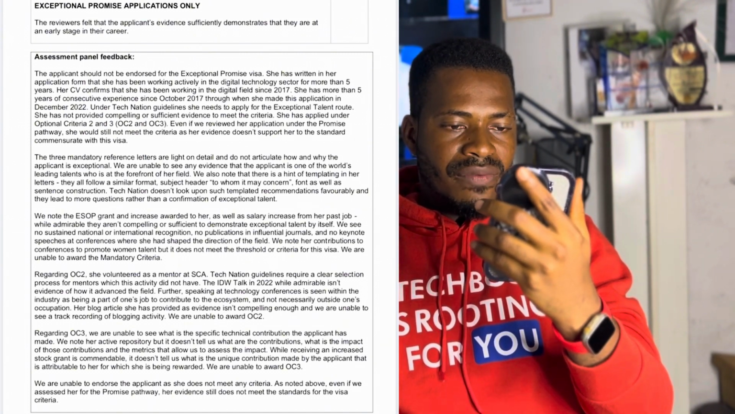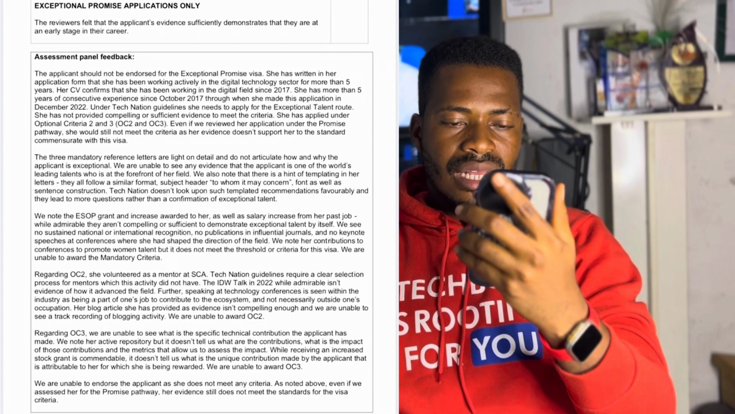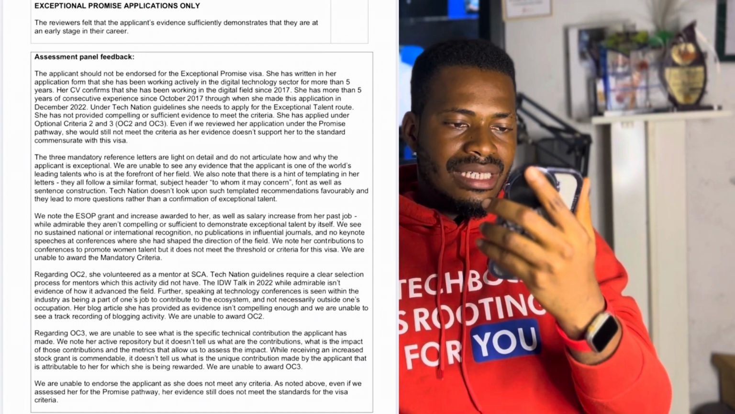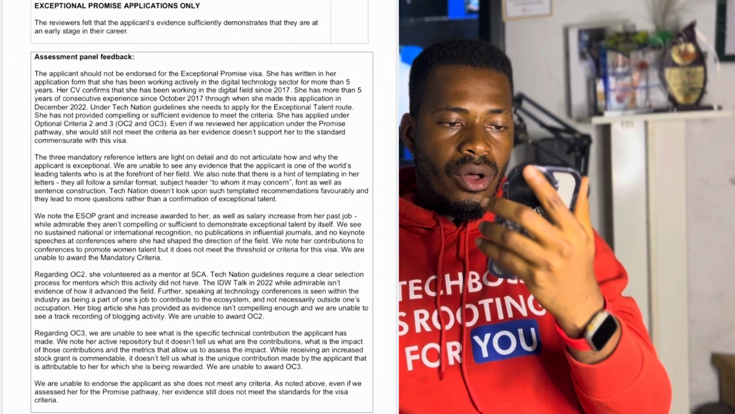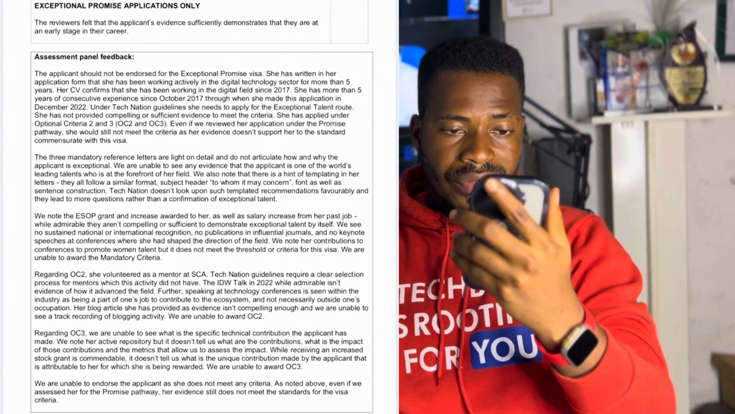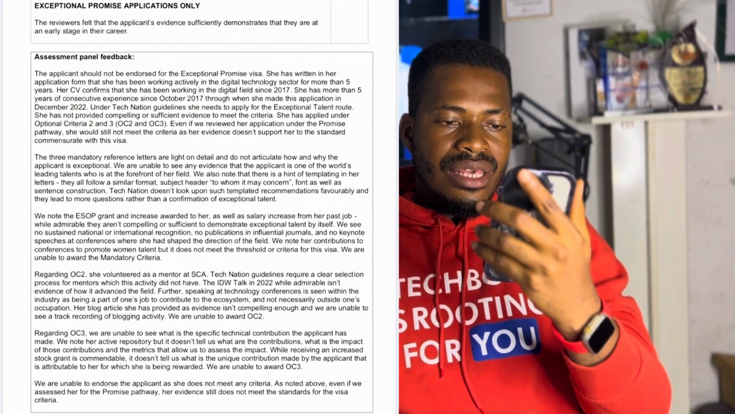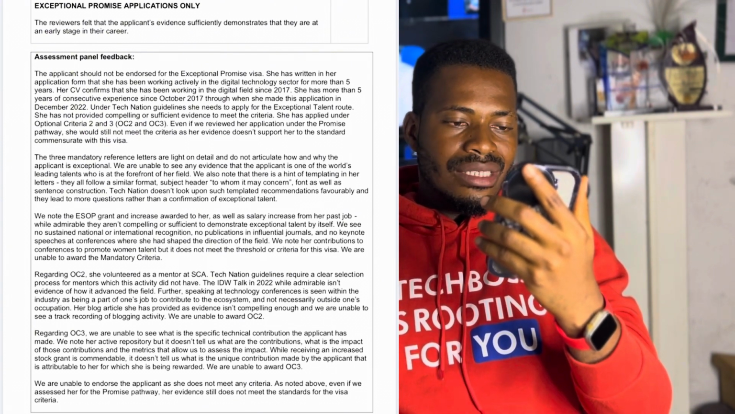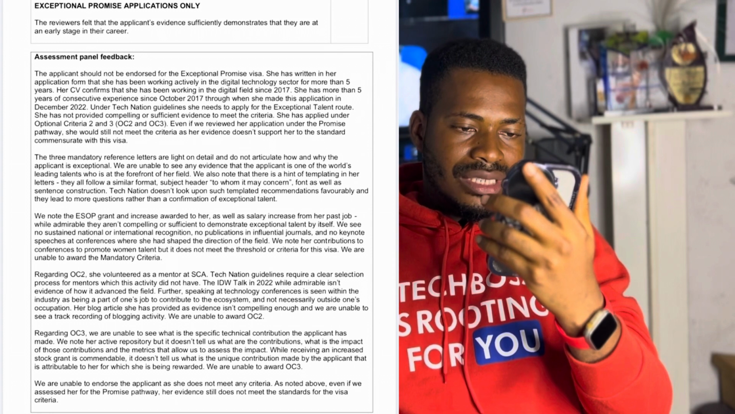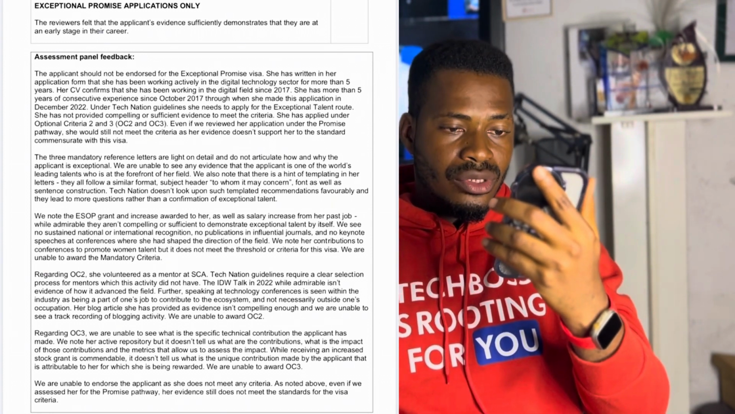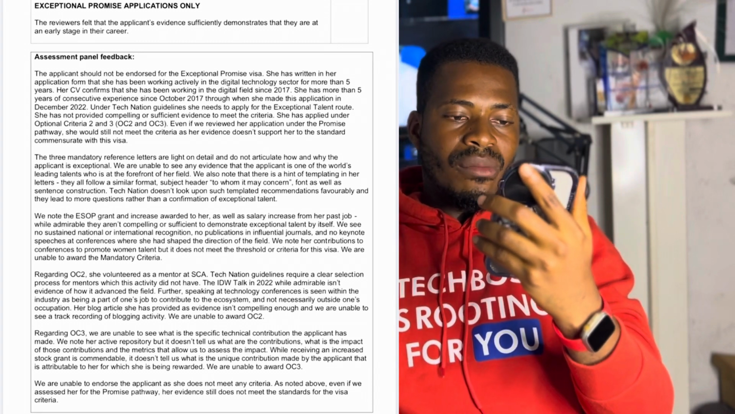She has not provided compelling or sufficient evidence to meet the criteria. She has applied under optional criteria 2 and 3, or C2 and C3. Even if we review the application under the promise pathway, she would still not meet the criteria as her evidence doesn't support her to the standard commensurate with this visa.